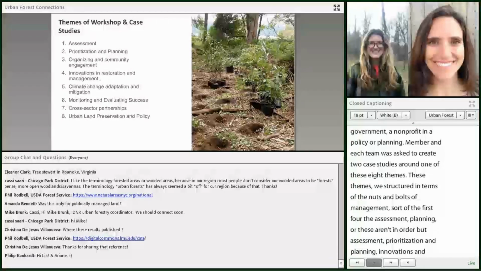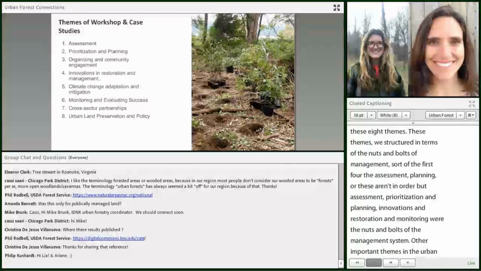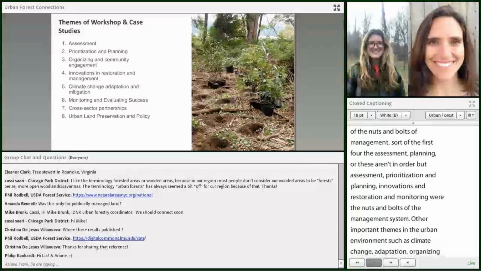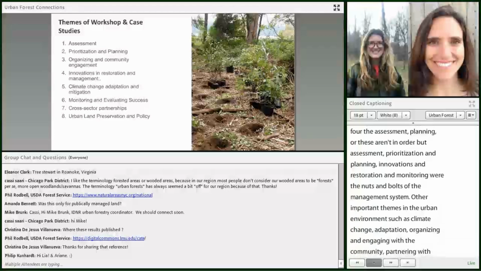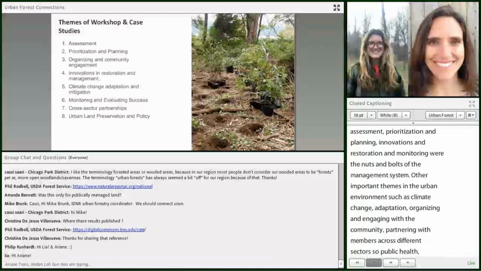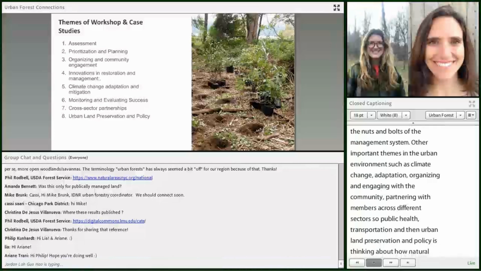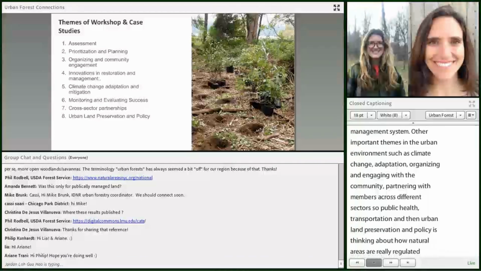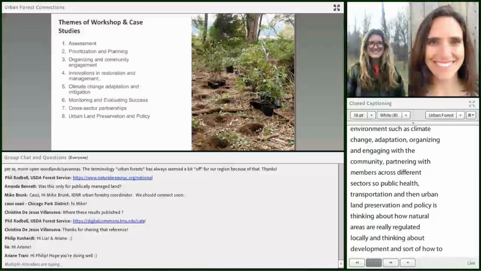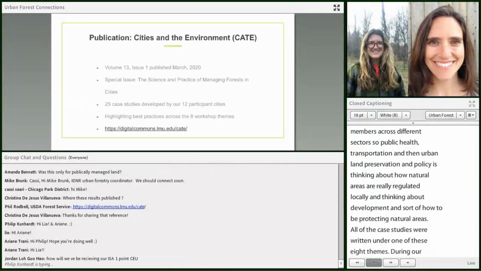And then other really important themes in the urban environment, such as climate change adaptation, organizing and engaging with the community, partnering with members across different sectors, so public health, transportation, and then urban land preservation and policy, so thinking about how natural areas are regulated locally and thinking about development and how we protect and conserve natural areas. All of the case studies were written under one of these 8 themes, and then during our workshop, we discussed those case studies.